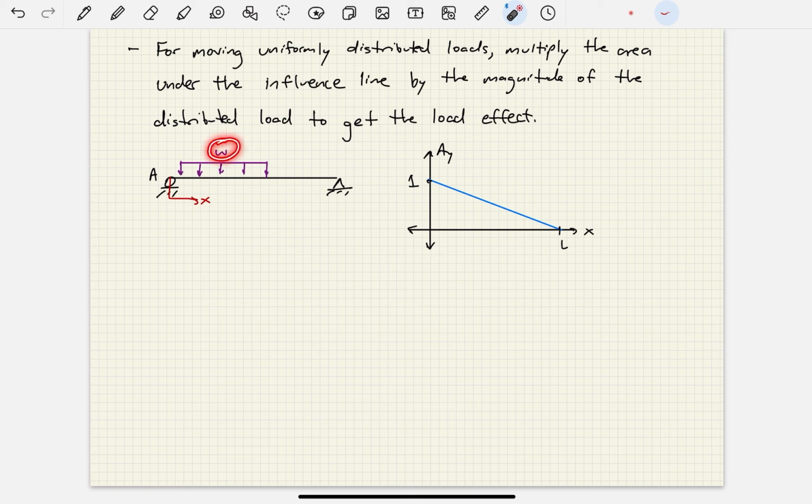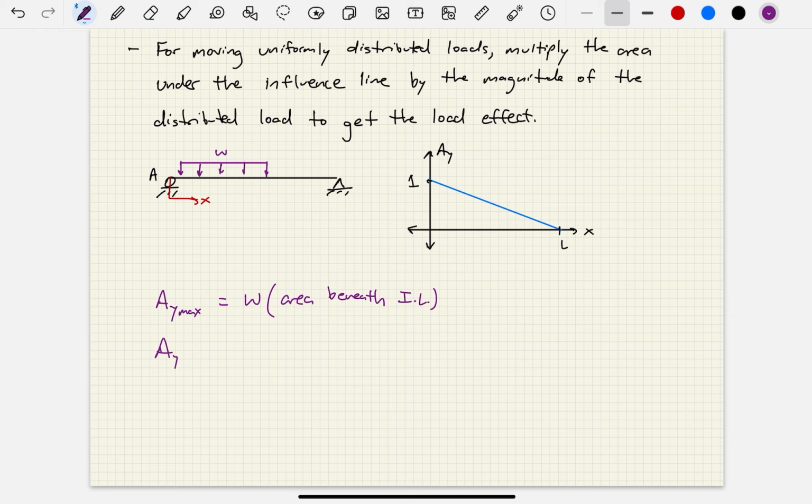the influence line by W, okay? So let's write that down. We can say, AY max is equal to the magnitude of the distributed load W times area beneath influence line. So in this case, AY max is equal to W times 1/2 times 1 times L.